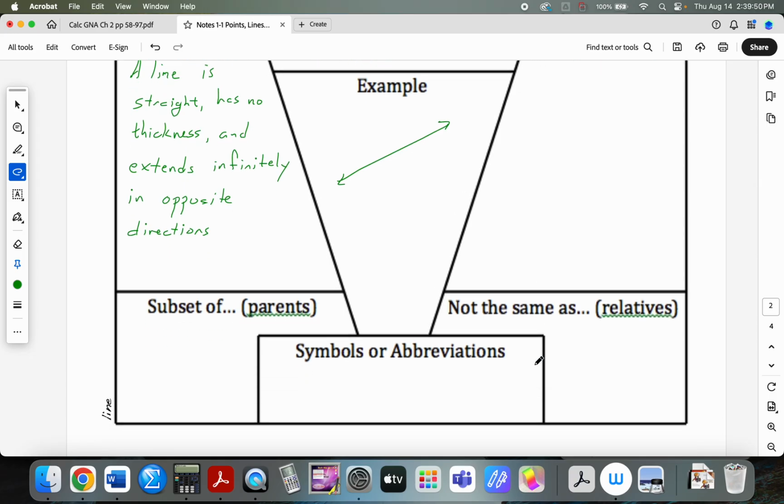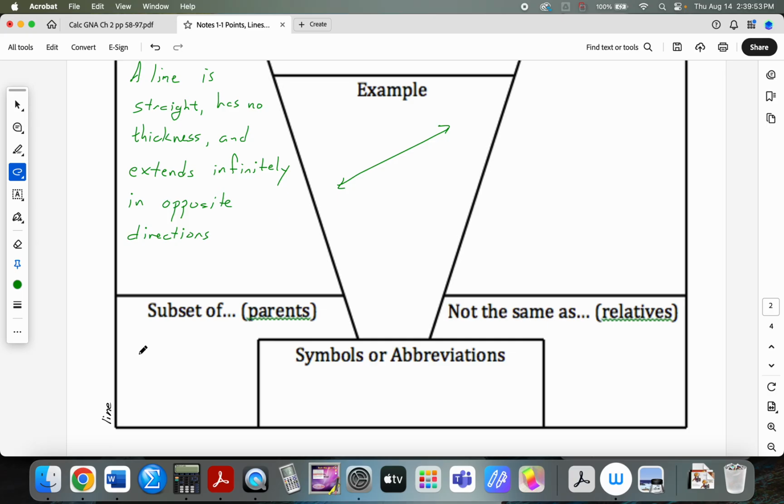What is it a subset of? Well, it's part of a plane, and we'll talk about planes more in a little bit. But just so you know at this point, a plane is a flat surface.